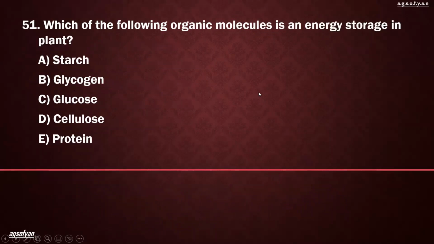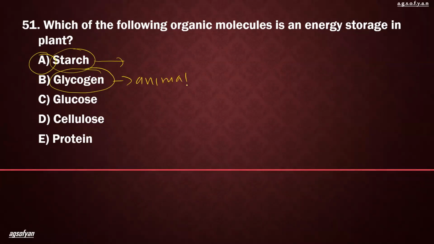Which of the following organic molecules is for energy storage in plants? So plants store the energy in the form of... wouldn't it be B or C? Which one was it again? That's the starch. Okay, starch: potato, bread. It has a lot of starch. So plants store the energy in the form of starch. Animals store the energy in the form of glycogen. That's for animals. So the answer is starch.